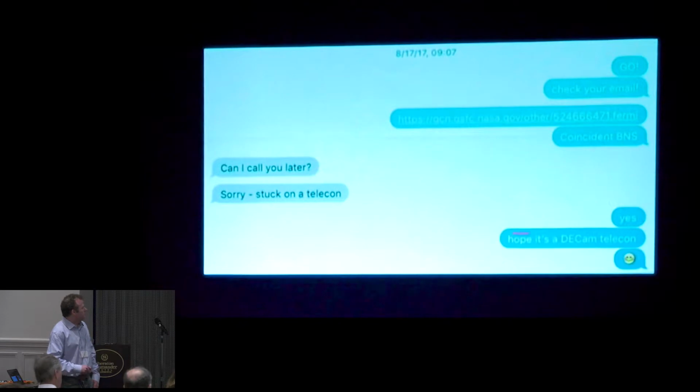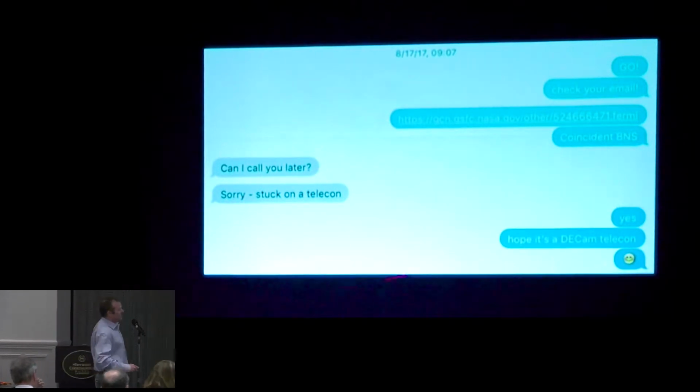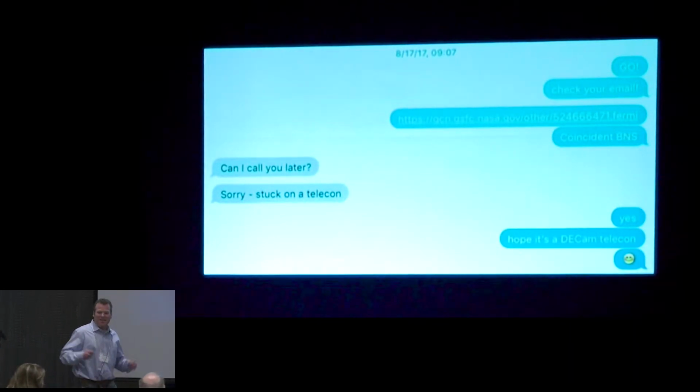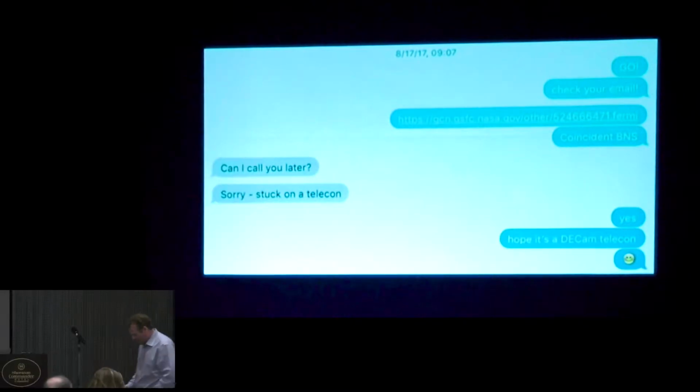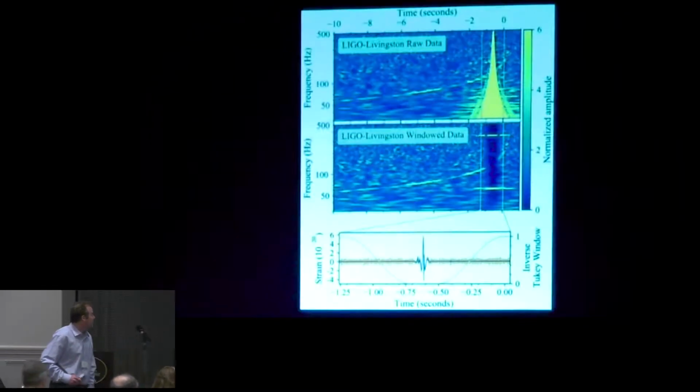The astronomy community reacted, said, can I call you later? I'm stuck on a telecon. Said, hope it's a DECam telecon. The astronomy community leapt into action, but they had a few hours to get ready because at this point we didn't have a sky localization. So at this point we knew we had a BNS on our hands, but we didn't have a sky localization.